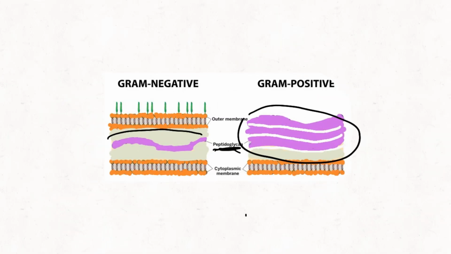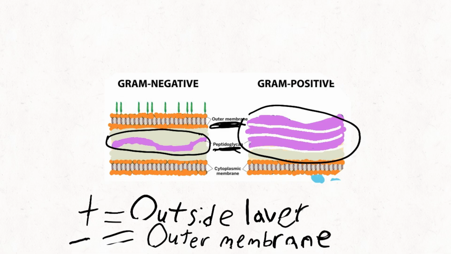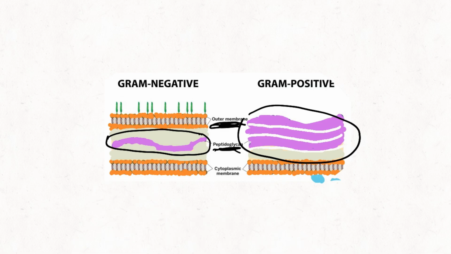The difference between gram-negative and gram-positive is that gram-positive has the outer peptidoglycan layer outside, while gram-negative has the inside two membranes that help to protect that peptidoglycan layer, because that is very important for the cell.